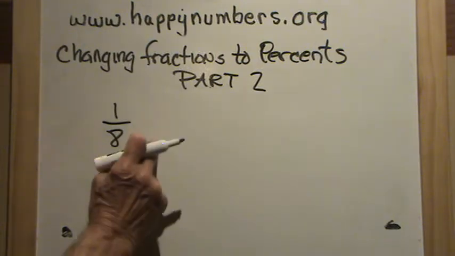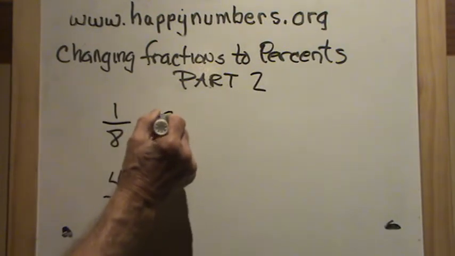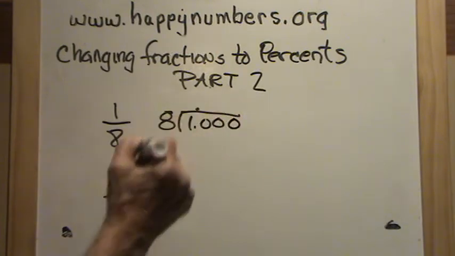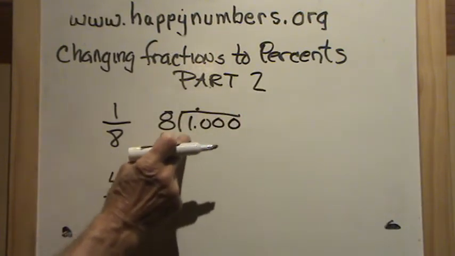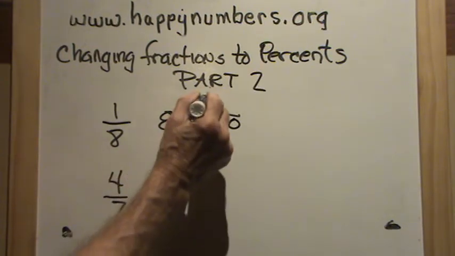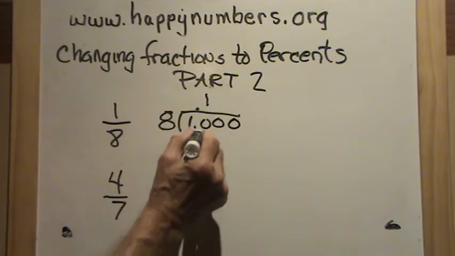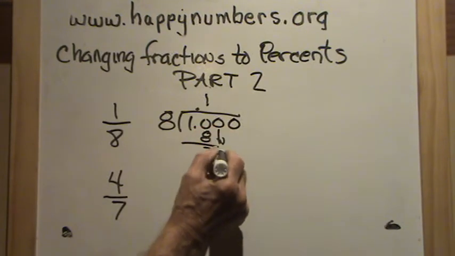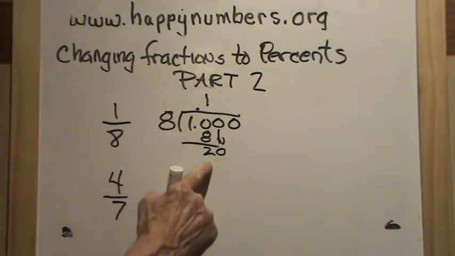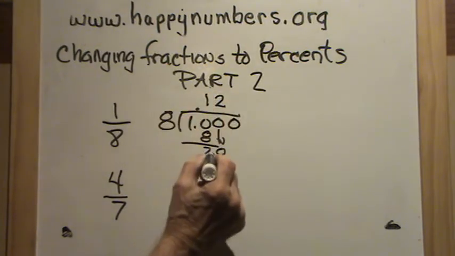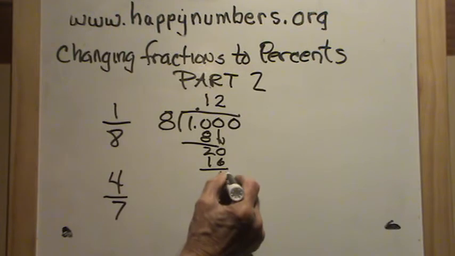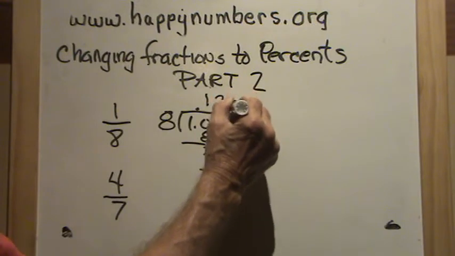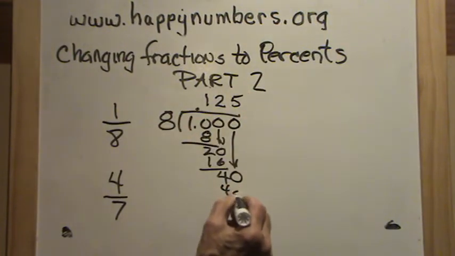Okay, let's take the first one. We're going to use the division method, so we're going to divide 8 into 1, and we'll have to put our decimal and some zeros. Well, 8 cannot go into 1, it's too big, but 8 can go into 10 one time. 1 times 8 is 8, and we subtract, we get 2. Bring down a 0. 8 can go into 20 2 times. 2 times 8 is 16, and we subtract, we get 4. Bring down a 0. 8 can go into 40 5 times. 5 times 8 is 40, and so we are done.